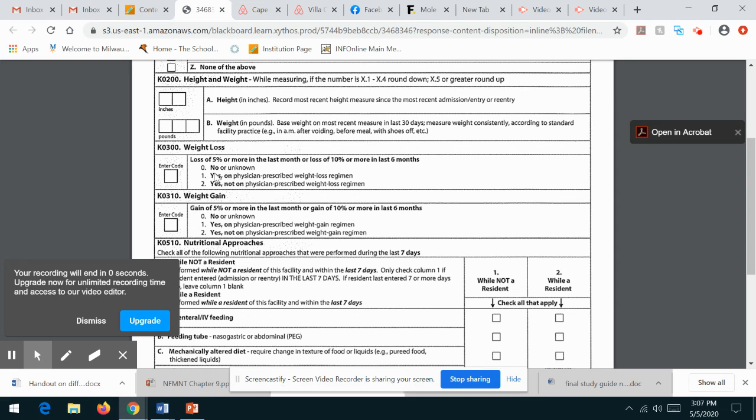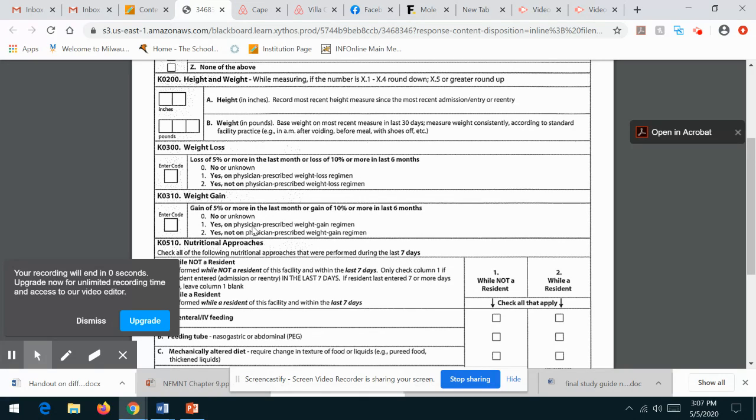if they had 5% or more in the last month or 10% or more in the last 6 months weight loss. So just like in chapter 7 when we looked at that assessment of weight change, significant is going to be 5% or more weight loss in the last month, and 10% is going to be the severe, 10% in the last 6 months.